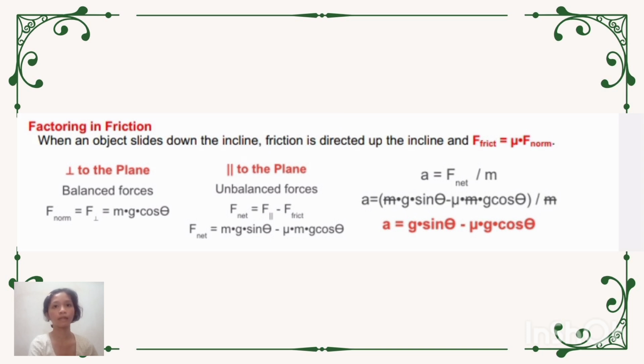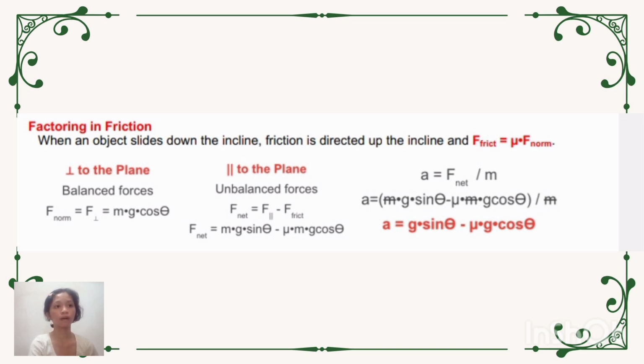So next is, let's skip since we already discussed perpendicular to the plane, let us now discuss parallel to the plane. For parallel to the plane, the forces parallel to the plane are unbalanced because we now have friction opposing the object's motion. So this parallel plane is now unbalanced because friction is now involved. Because friction, of course, is opposing the object's motion.